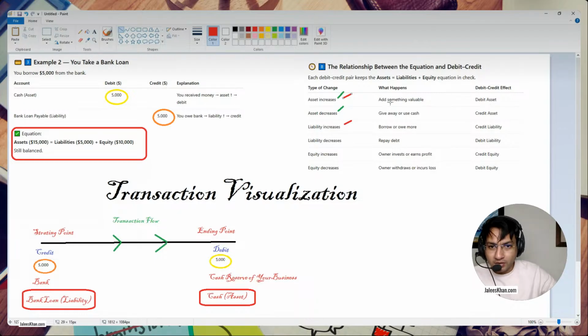And here it is basically saying that if money is coming into the business, it would come from two things: by increasing liabilities or increasing the equity. That's what this is explaining.